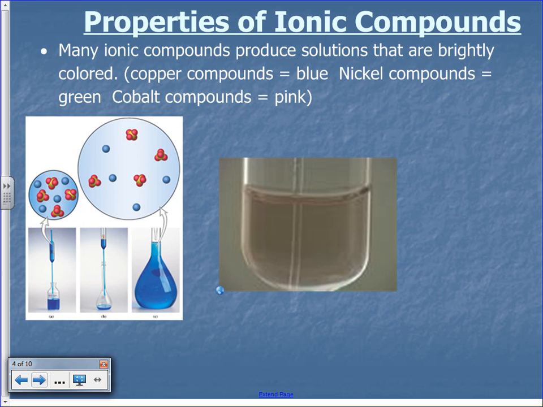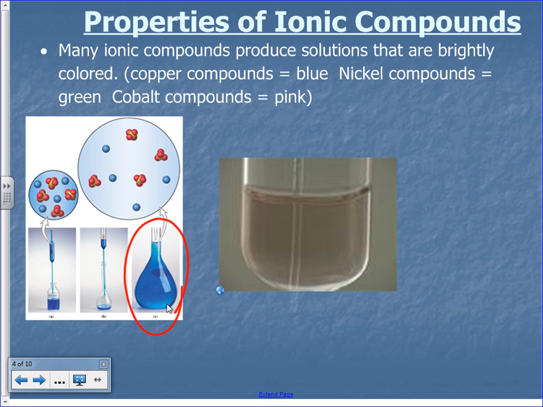All right, so many ionic compounds produce solutions that are brightly colored. All copper solutions create blue, right? And their salts are also blue, right? So if you see a blue crystalline solid and when you dissolve it in water, the solution turns blue, you've probably got a copper compound there.